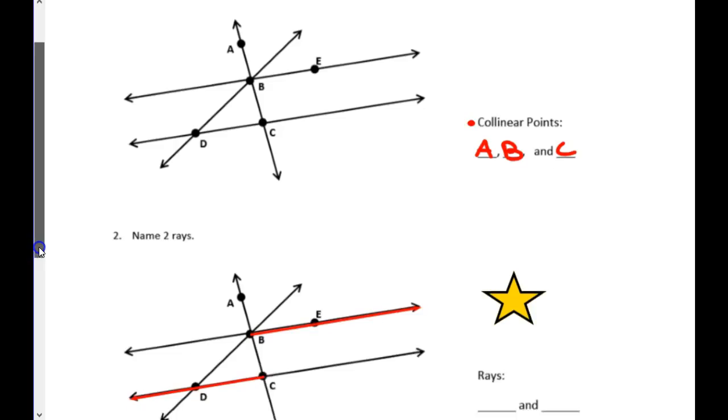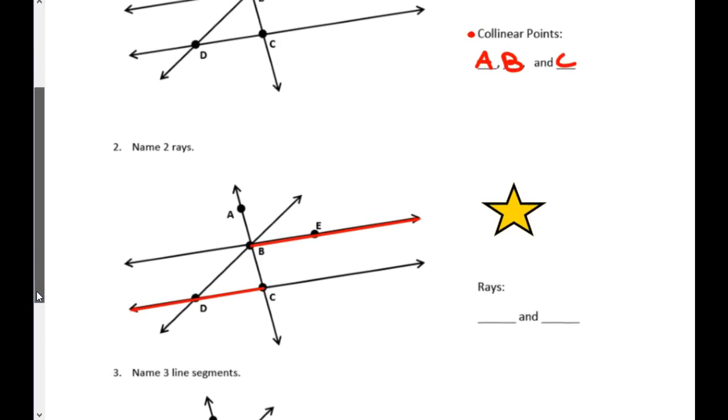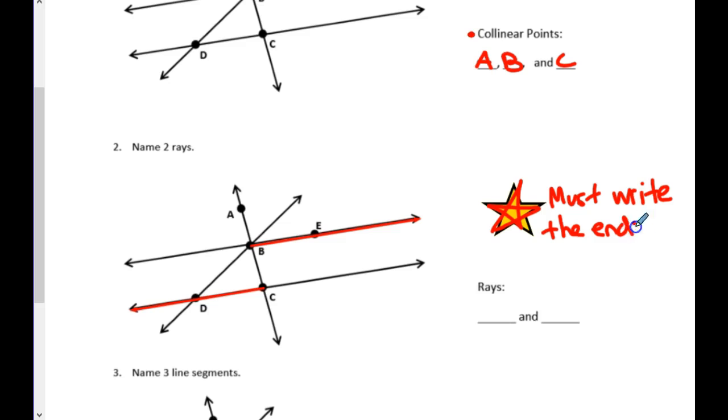Number 2. Now, I have a star here. I want you to draw a little star there off to the side. We need to make sure we know this. So go ahead and draw yourself a little star, and we're going to make a little note to ourselves. You must write the endpoint first. I'll show you what I mean here in a second.